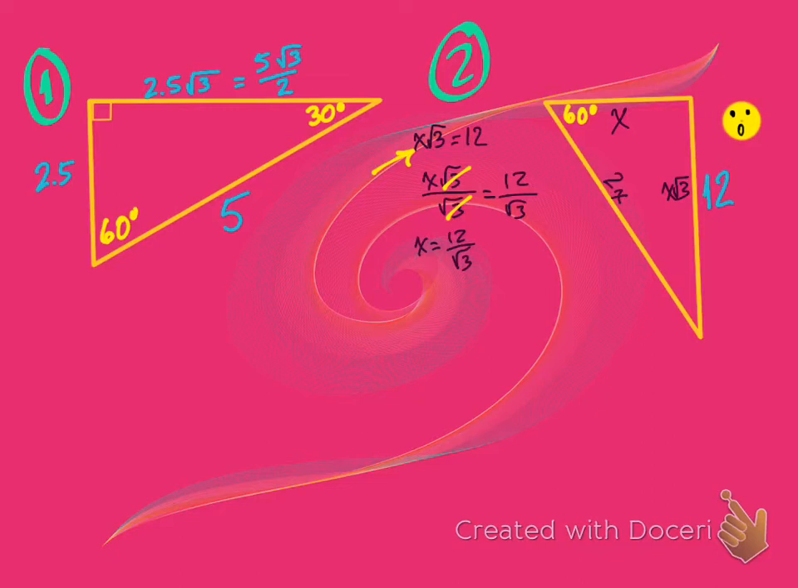Well, so now what we're going to do is rationalize that denominator by multiplying the top and the bottom by the same number, the square root of 3. And so we get 12 root 3 over 3. Well, 12 over 3 cancels out or simplifies down to 4. So our actual final answer there is 4 root 3 for the short leg. And when you take that 4 root 3 and double it, you get 8 root 3.